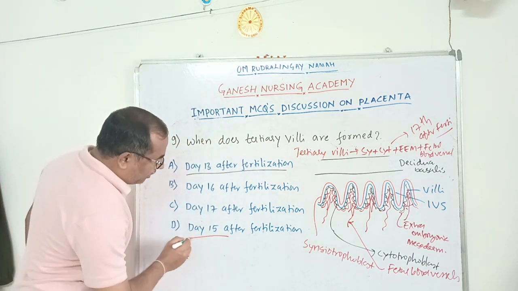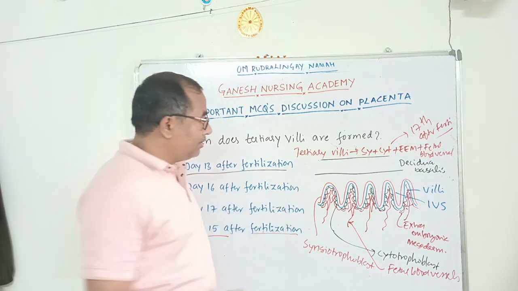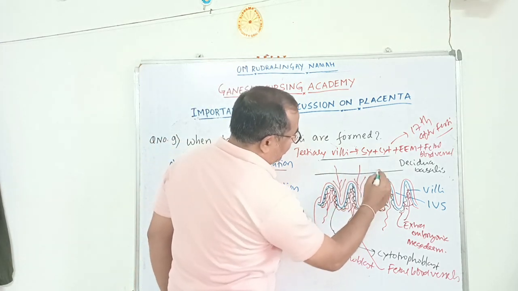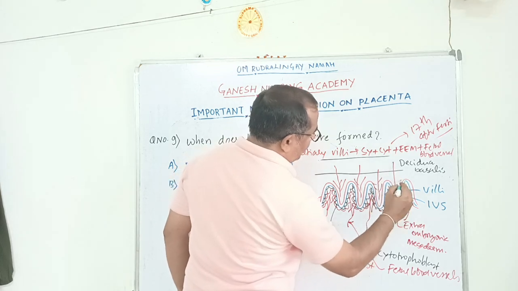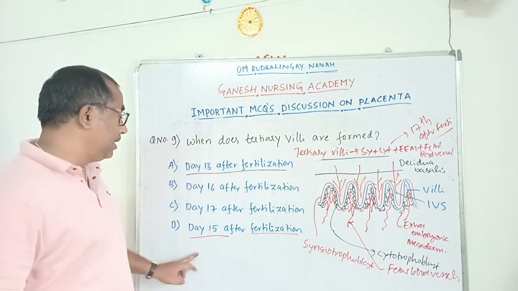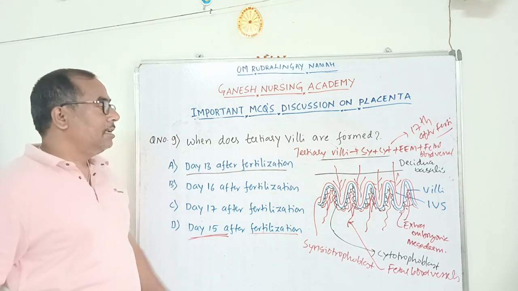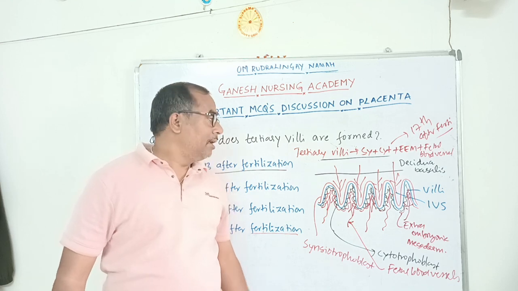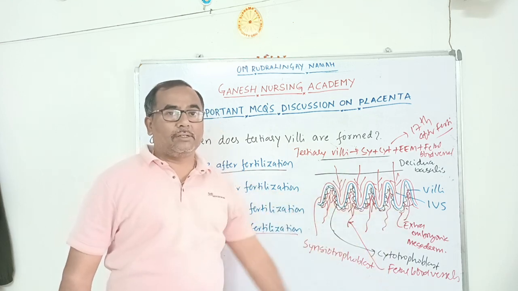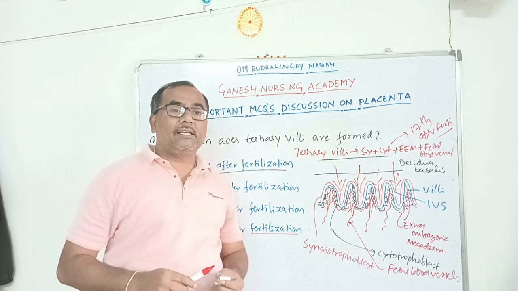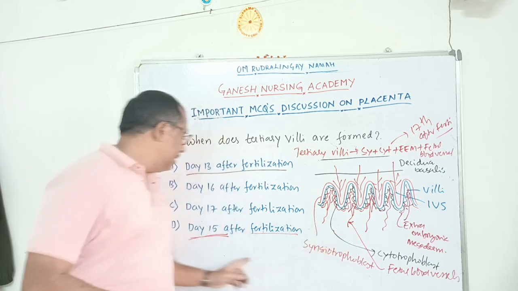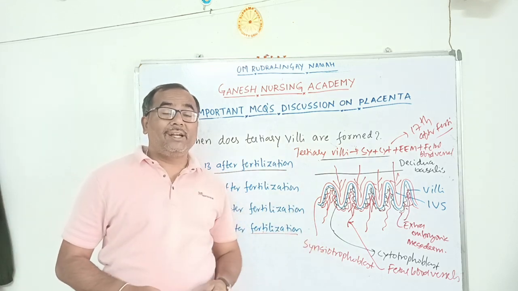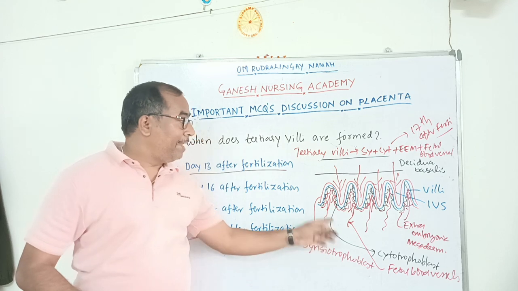Now what happens on day 15 after fertilization? The maternal blood vessels start entering into the intervillous space. This is known as the uteroplacental circulation. So when they ask questions like when is the beginning of uteroplacental circulation, that is day 15 after fertilization.